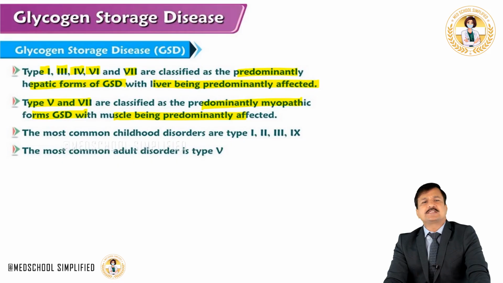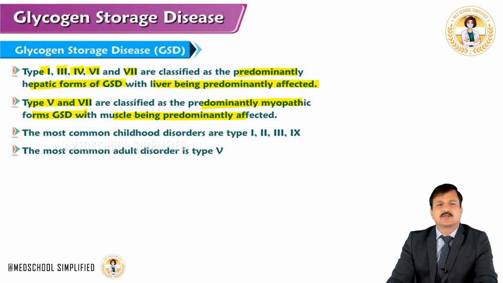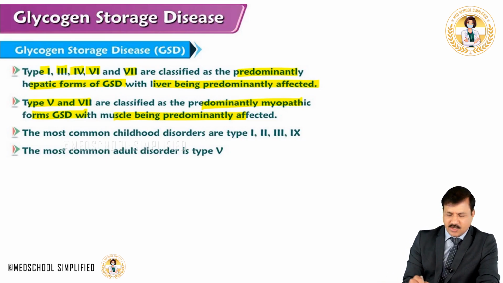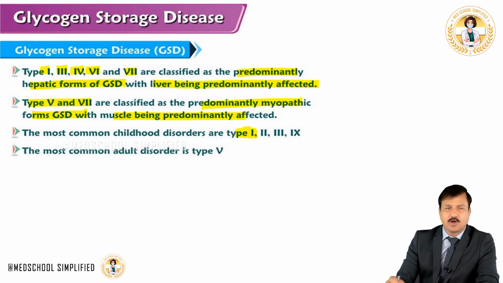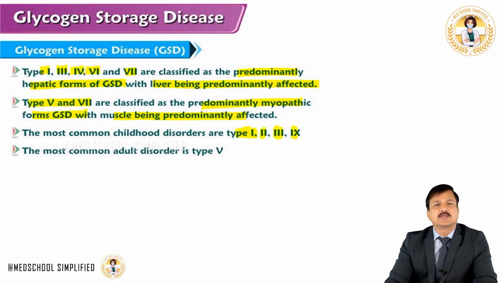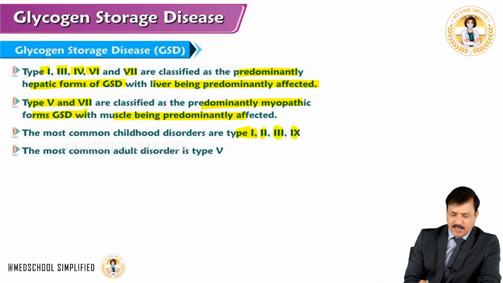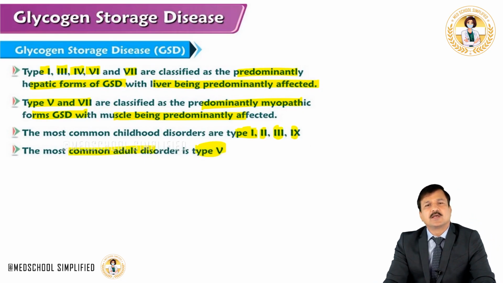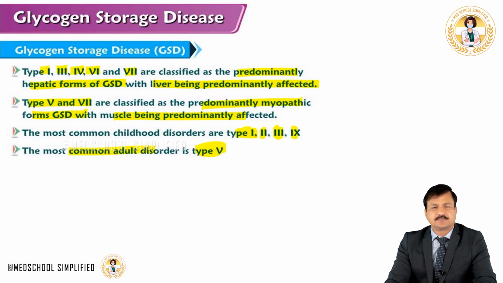And coming to the incidence of these disorders, with the age of onset and all that. So the most common childhood disorders are type 1, that is Von Gierke, type 2 is Pompe disease, type 3 Cori's disease, and type 9, it is liver glycogen phosphorylase kinase enzyme deficiency. The most common adult disorder is type 5, that is McArdle's disease.